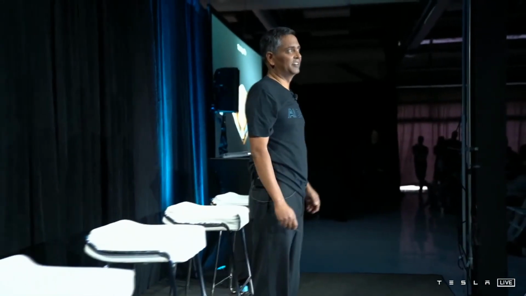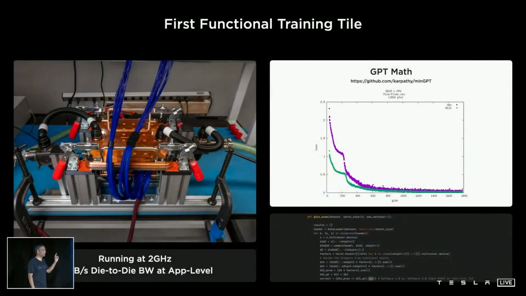In fact, last week, we got our first functional training tile. And on a limited cooling benchtop setup, we got some networks running. I was told Andre doesn't believe that we could run networks until we could run one of his creations. Andre, this is MinGPT-2 running on DOJO. Do you believe it?